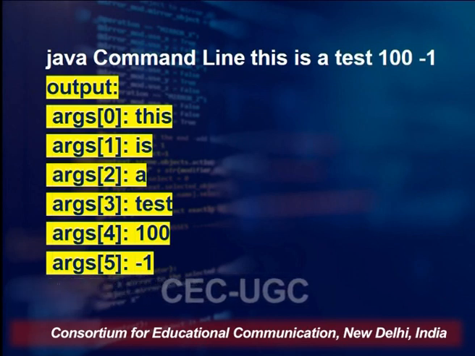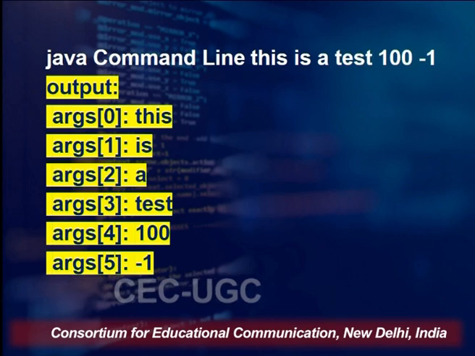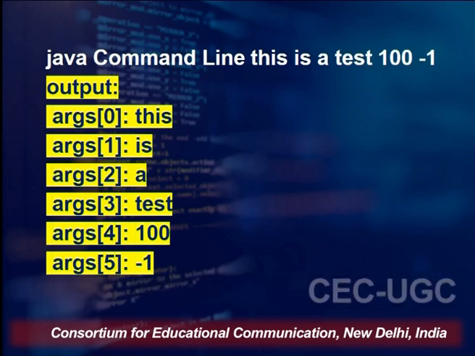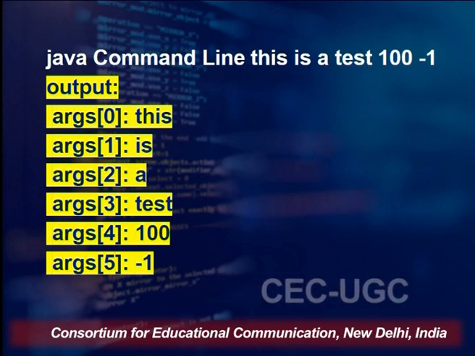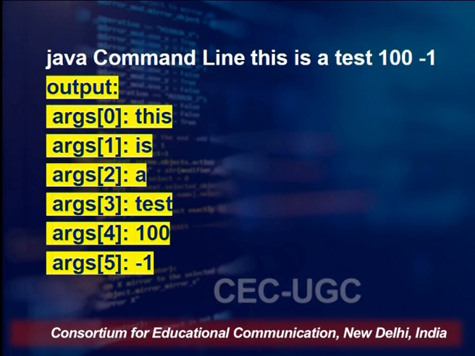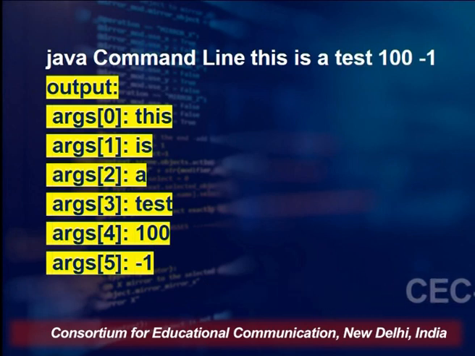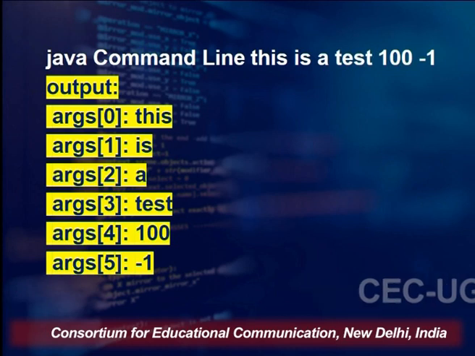After this CommandLine, and please excuse me for the space between Command and Line, this should not be there. CommandLine is actually the one name, and then we have some strings which are going to go into this args array. These strings are: this is a string, is is a string, then test is a string, and 100 is also taken as a string. All these parameters, this is a test 100 and -1, are going to be stored inside an args array which is of type String.